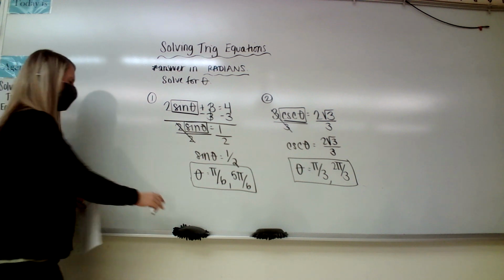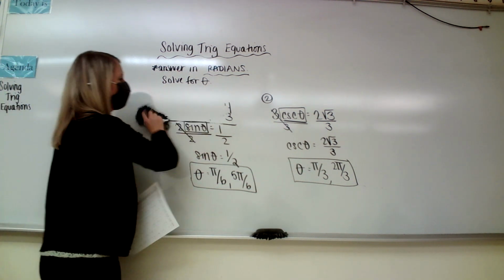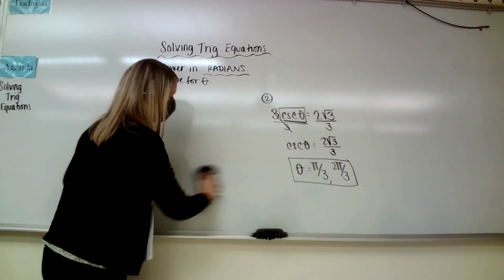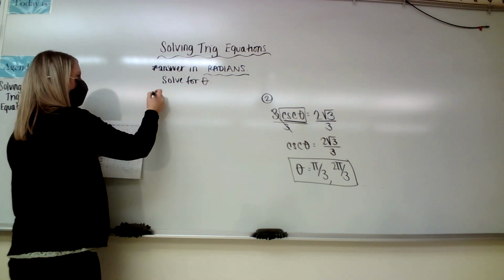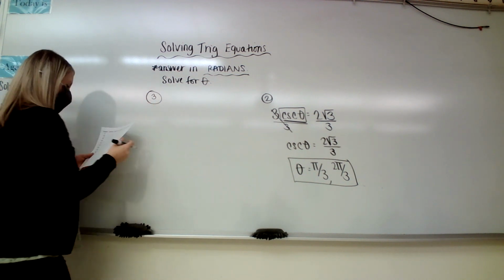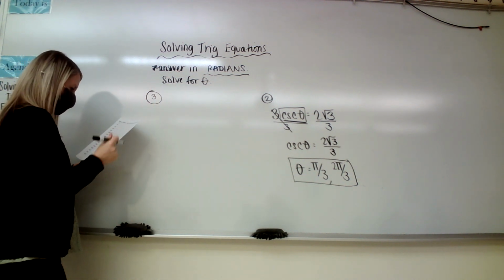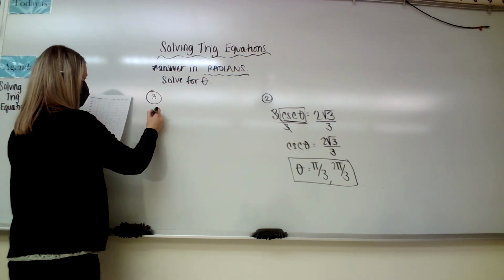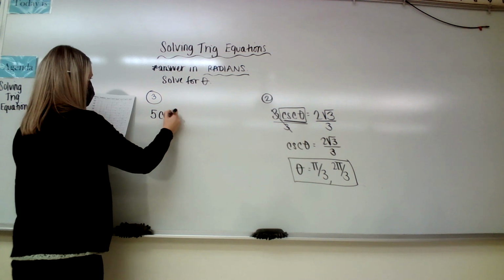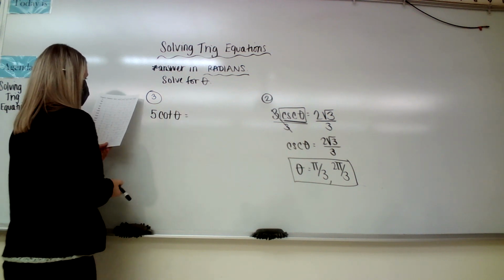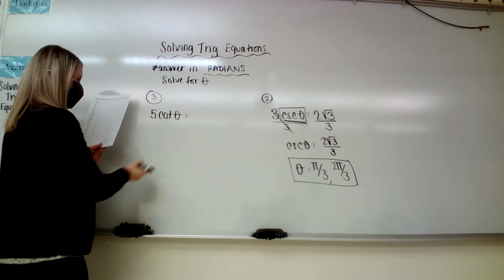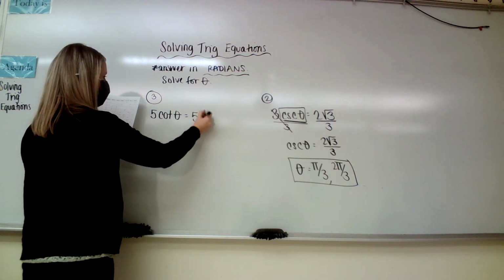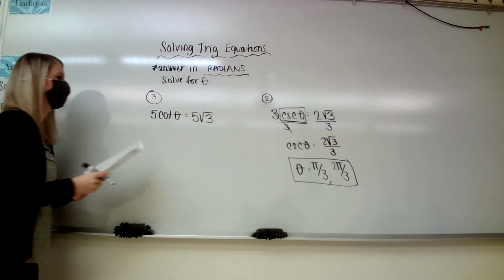Okay, let me do one more with you. There's a specific one I wanted to do. When something divides out. Let's do 5 cotangent theta equals 5 root 3.